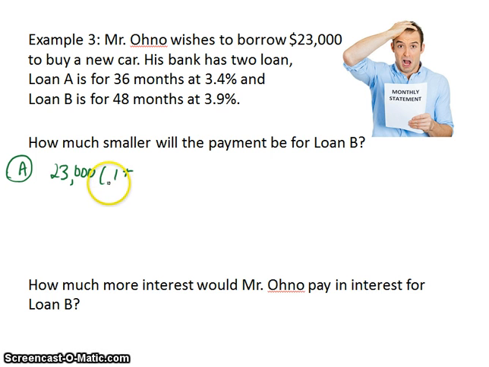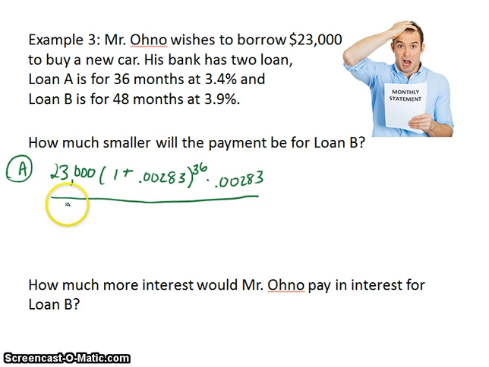If we do our interest rate on loan A, it's 3.4 divided by 12, which is 0.00283. So as a percent, that's 0.283%. And it's 36 months times our interest rate, it's 0.00283. And this is all divided by the 1 plus r to the n again.